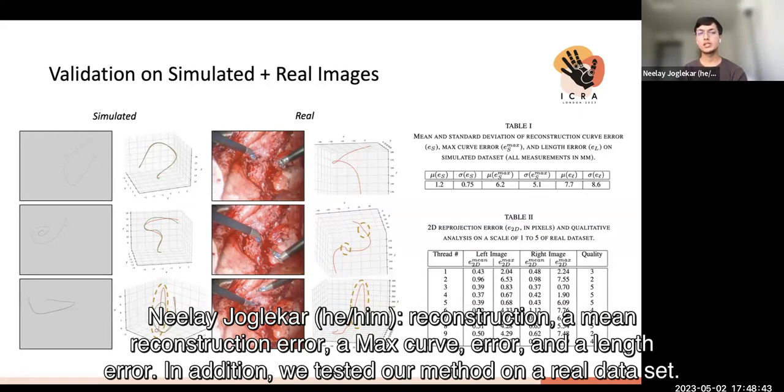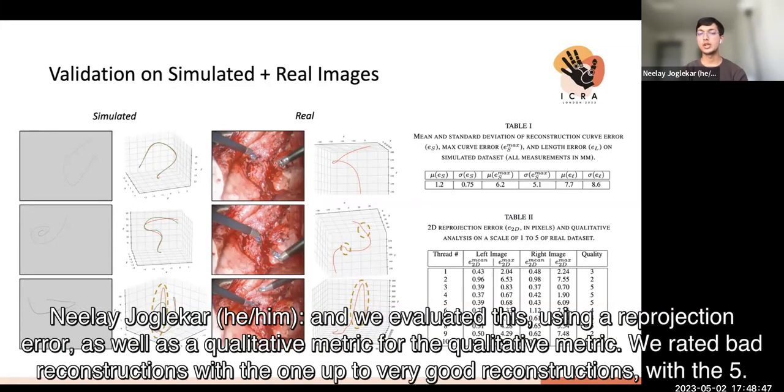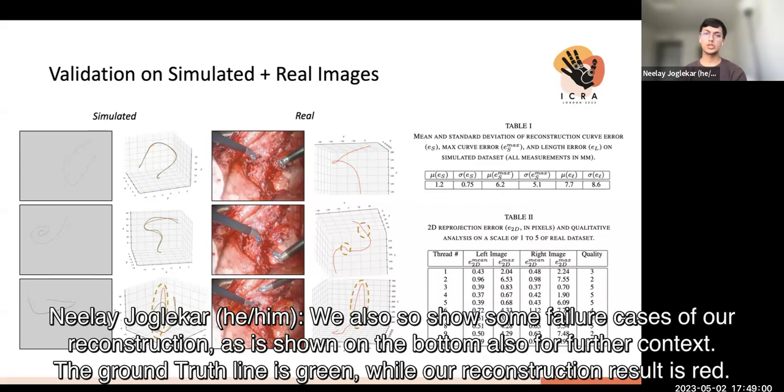In addition, we tested our method on a real dataset, and we evaluated this using a reprojection error, as well as a qualitative metric. For the qualitative metric, we rated bad reconstructions with a 1 up to very good reconstructions with a 5. We also show some failure cases of our reconstruction, as shown on the bottom. Also, for further context, the ground truth line is green, while our reconstruction result is red.